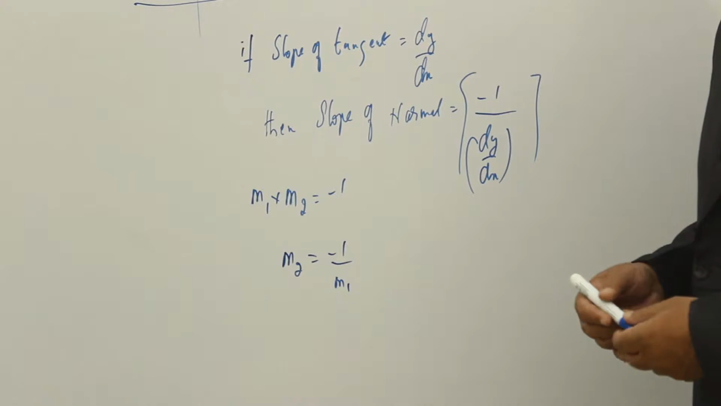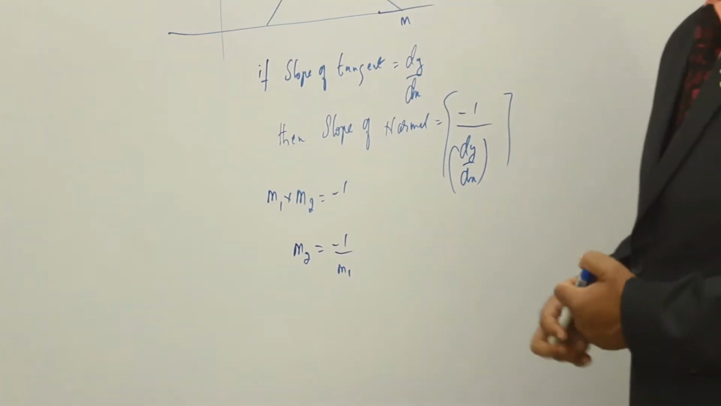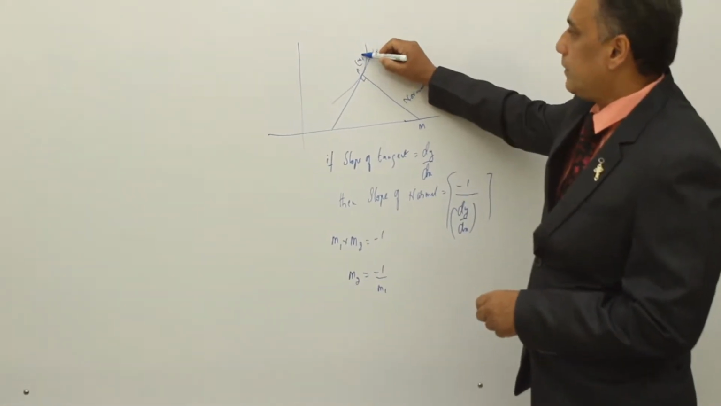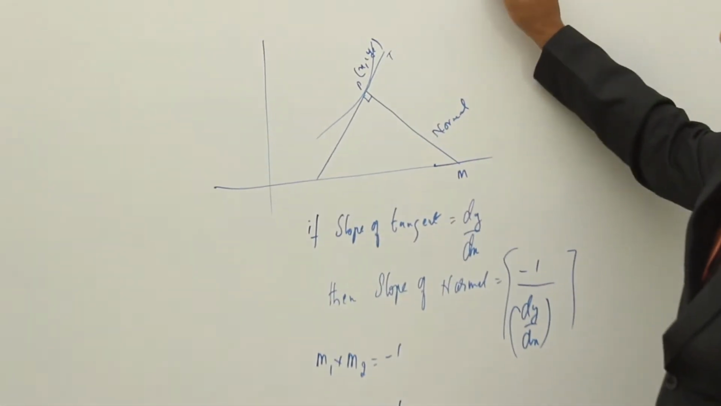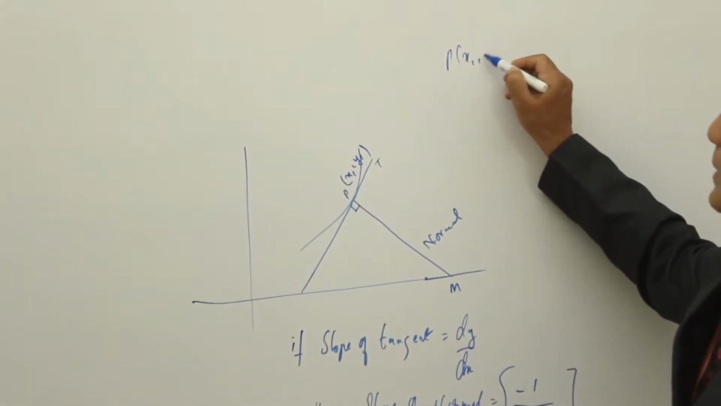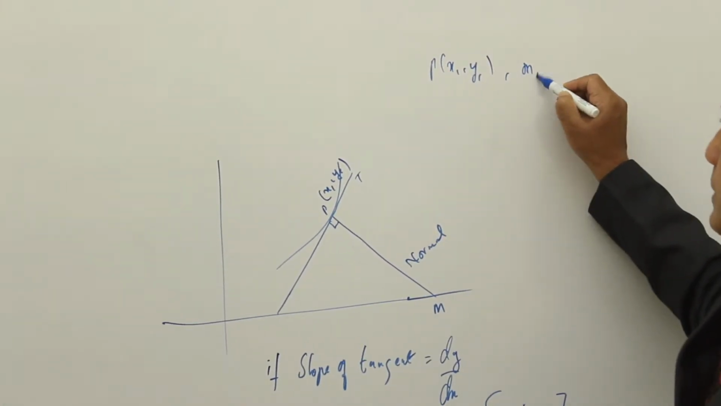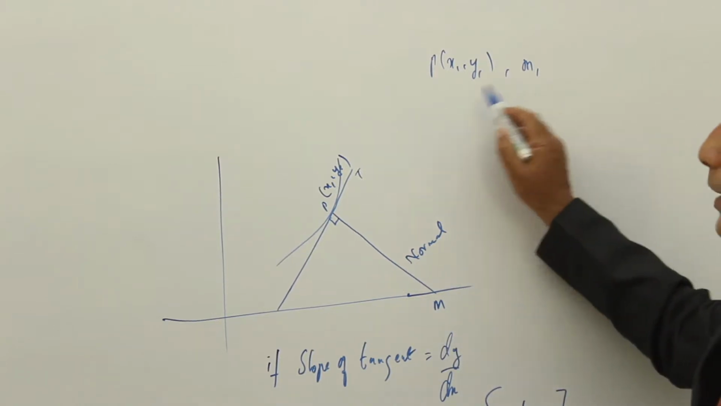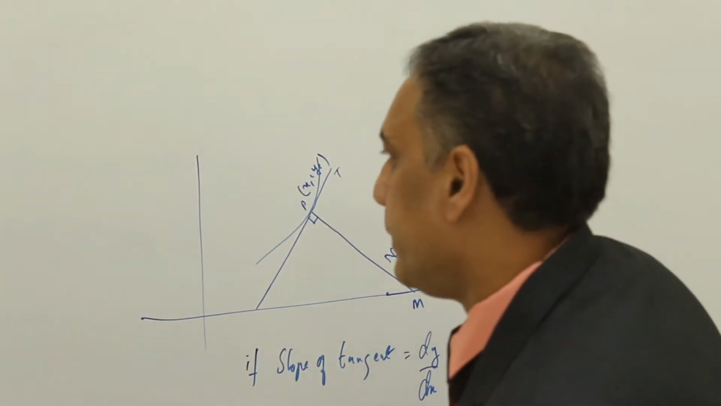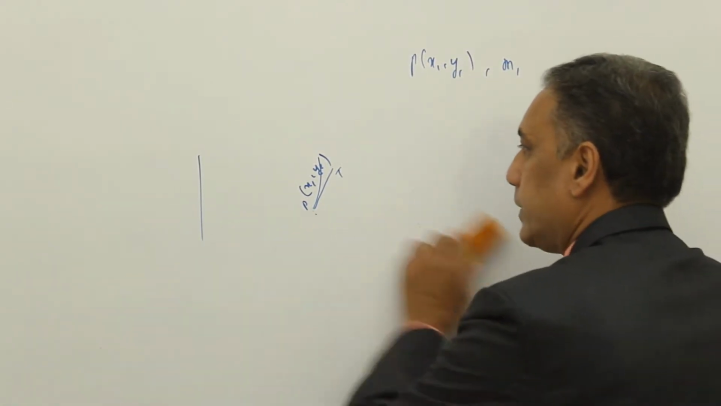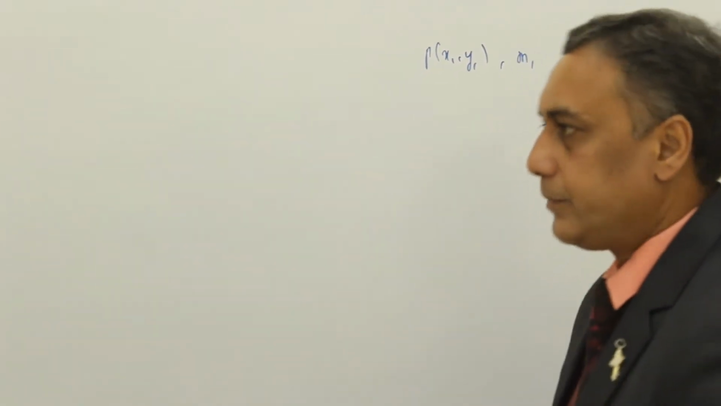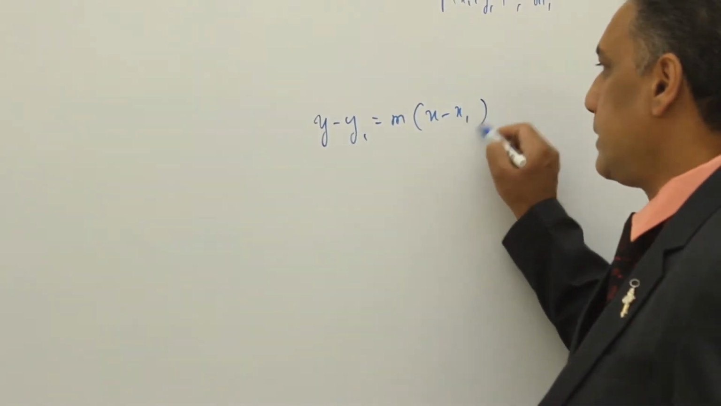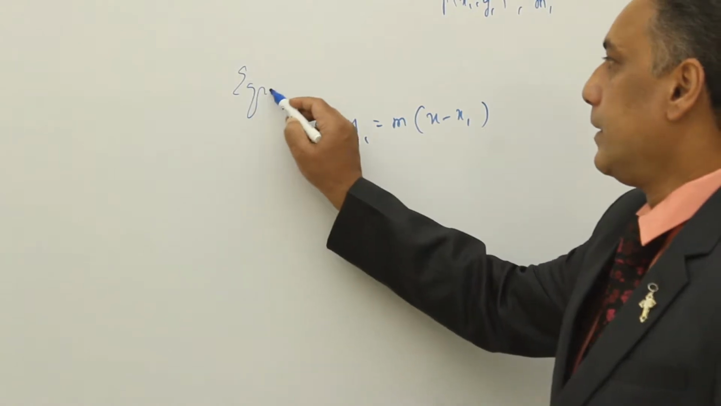We also have the equation of a straight line with respect to a slope and a point. Say, for example, P is x1 comma y1 and the slope of the tangent is m1. Then you can find the equation of the straight line based on the point-slope form. That is the equation of a straight line when a tangent at the point is given: y minus y1 is equal to m into x minus x1. This will be the equation of the tangent.